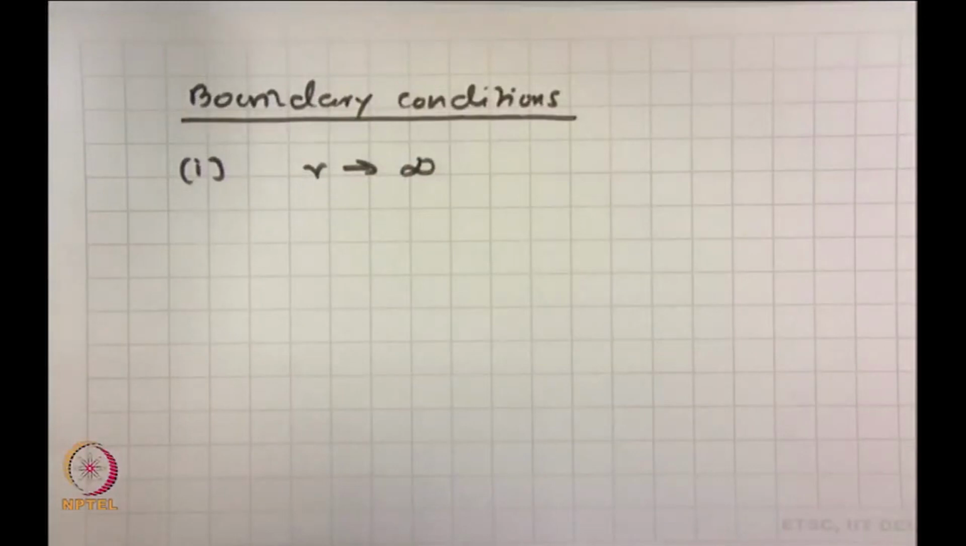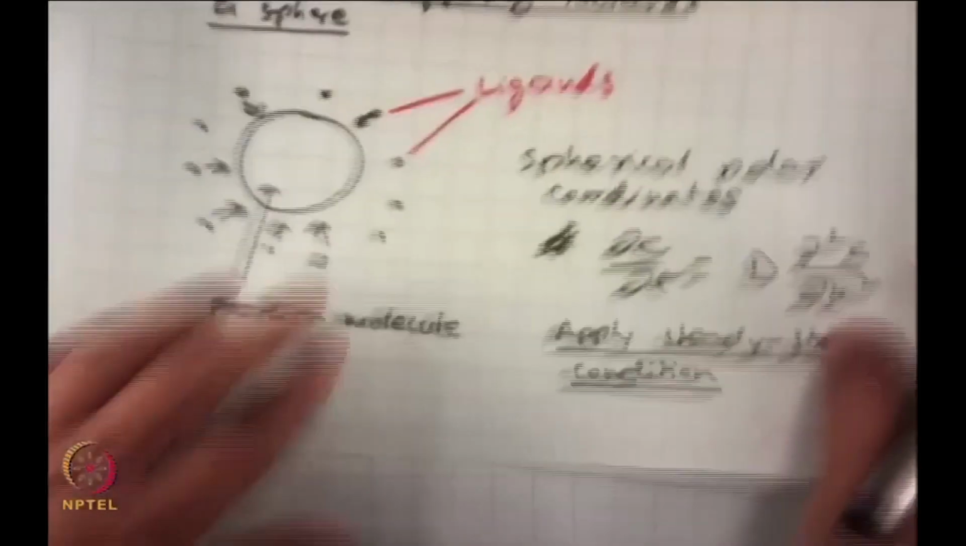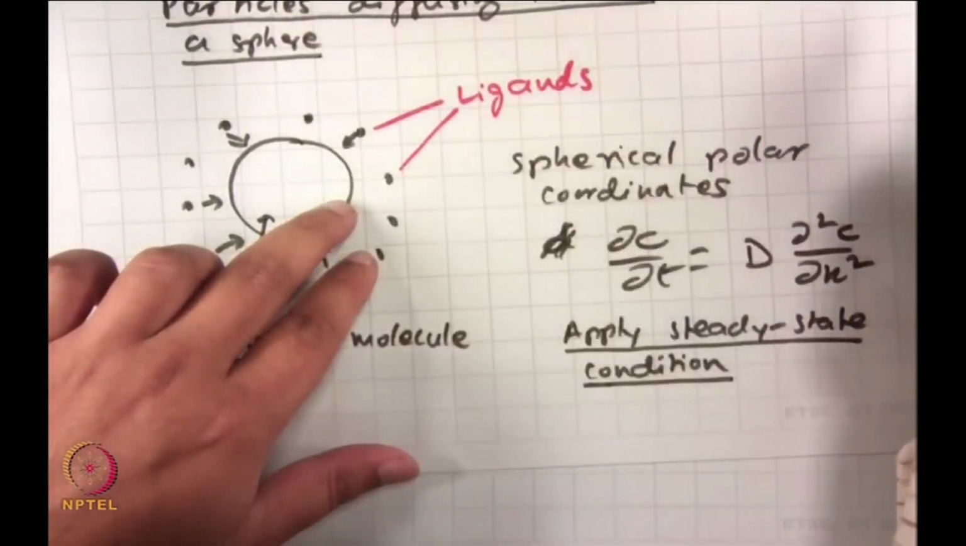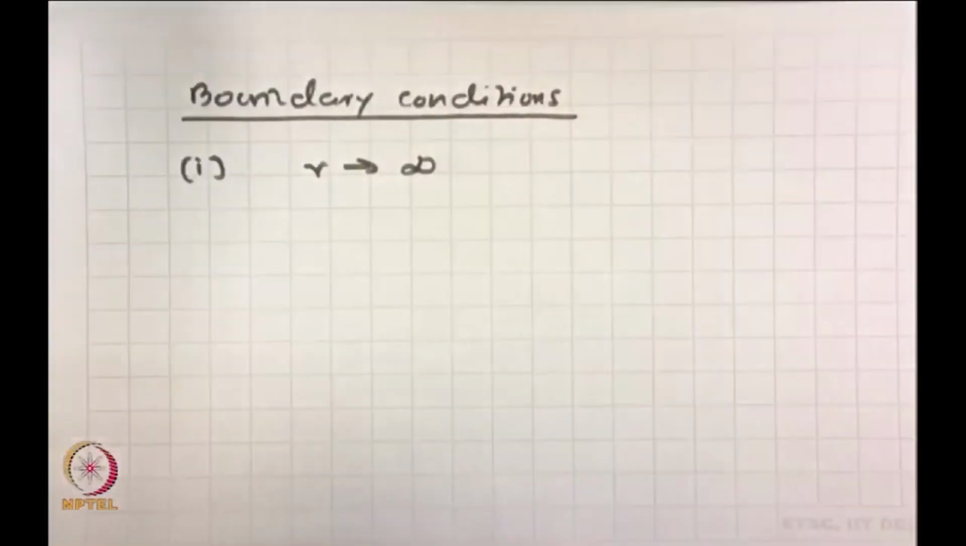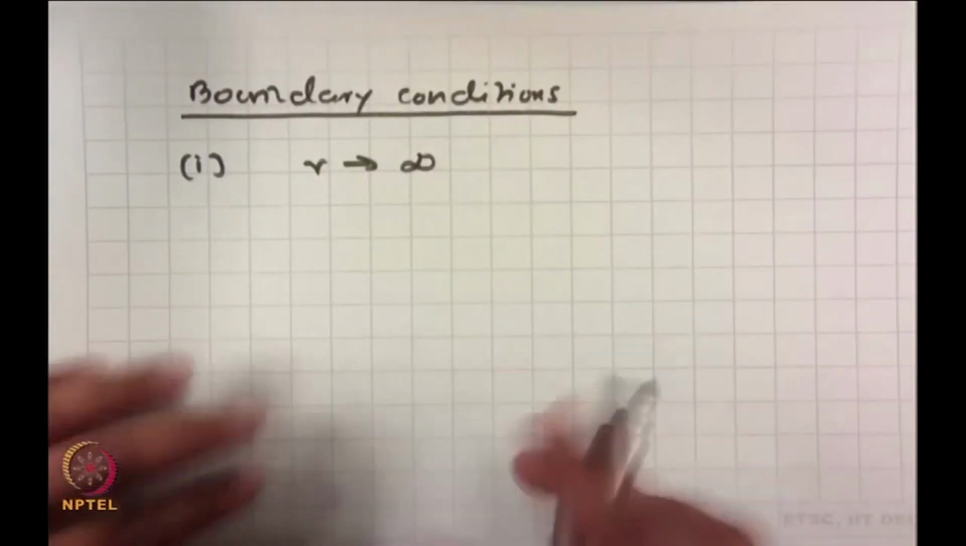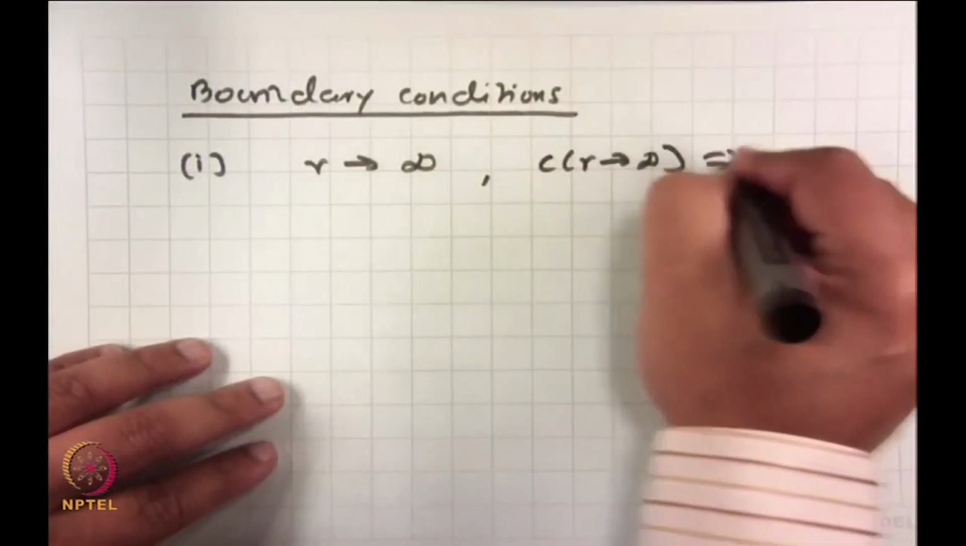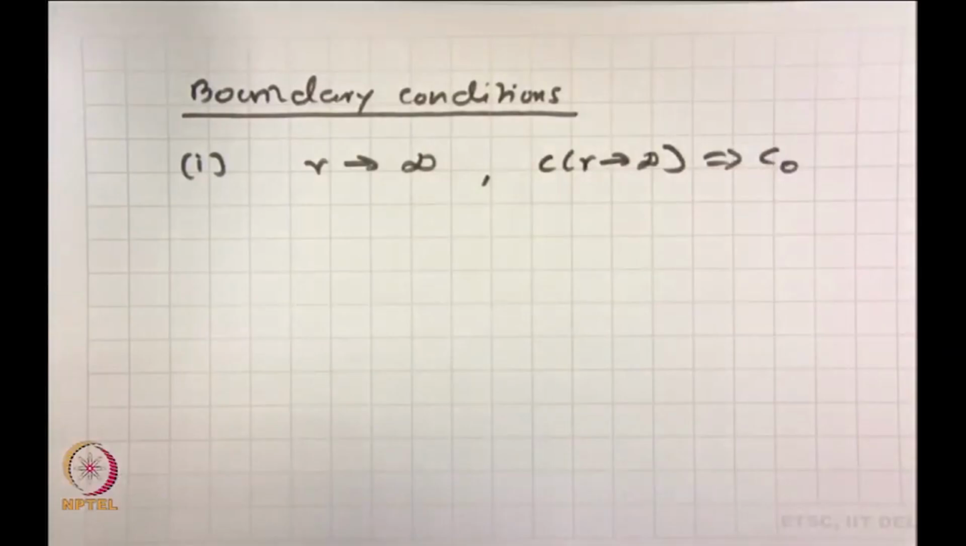What happens if R tends to infinity? That means if you are here and this ligand is at infinite distance away from the sphere, that is what you are looking at. If that is what is going to happen, then I can say C at R tends to infinity can be considered to be C naught. This is the normal concentration of the diffusing particles at R tends to infinity, because it is so far away, you are just getting the normal bulk concentration, it is not influenced by the particle which is in the center, the big spherical particle.